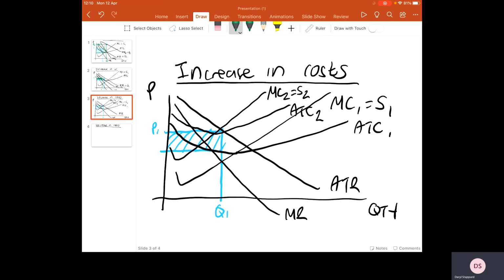What we'll then do, we find out the new profit maximizing output where MC2 will cut marginal revenue. And then we go up to the ATR curve to get the price. And the gap between ATR and ATC2 will now show the level of supernormal profit. You can see that the profits will fall when we have this increase in cost of production. They've gone from the blue area to the green area.